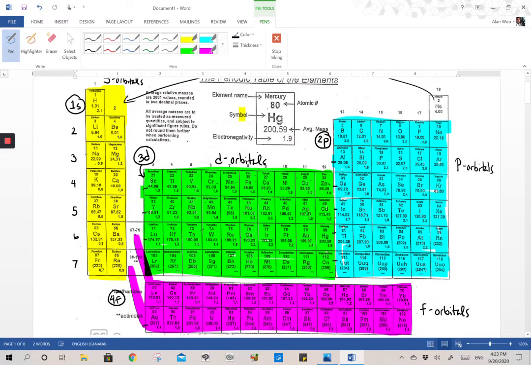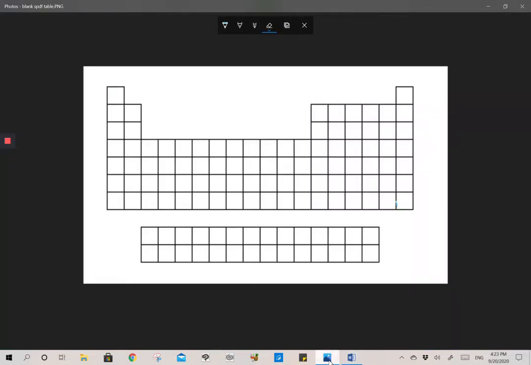So this highlighted area, okay, if you actually do have that blank periodic table, what I want you to do is to highlight the blank areas so that you know where exactly the S block is, P block, D block, and F block.